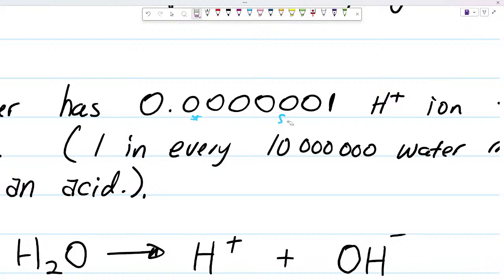On the other hand, if something was much stronger, don't write this, so that for every 1 water molecule, it released 0.001 H plus. Well, now we would say its pH was 1, 2, 3. We would say that has a pH of 3. Does that make sense? So that's how a logarithm works. That's why it multiplies, because we count by tens.